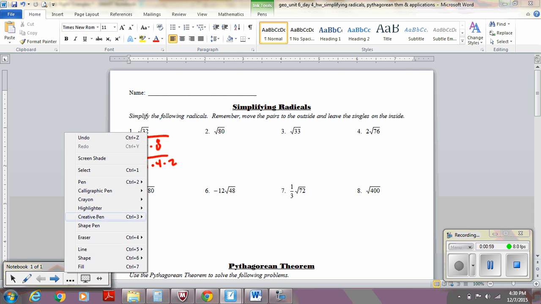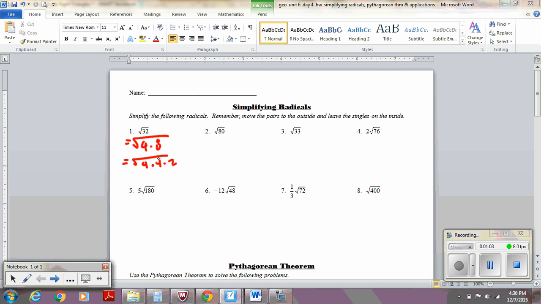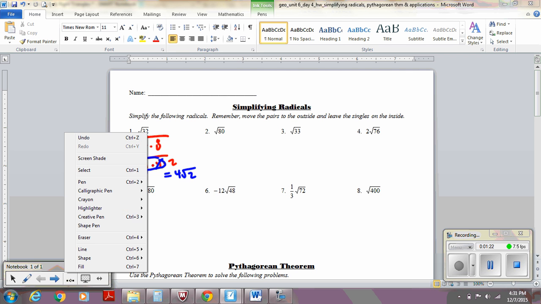And then if I see a pair of numbers, which I do, the pair of 4s, we are going to circle that pair, sacrifice one 4, and the other 4 will run outside the house. So at the end of the day, you'll have one 4 outside the house and still have a 2 inside the house. So it would be 4 square root of 2.